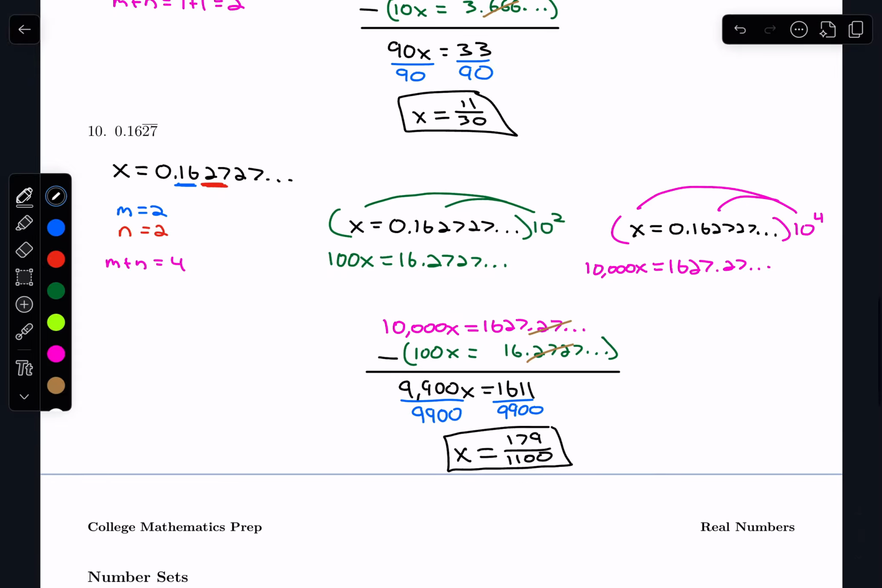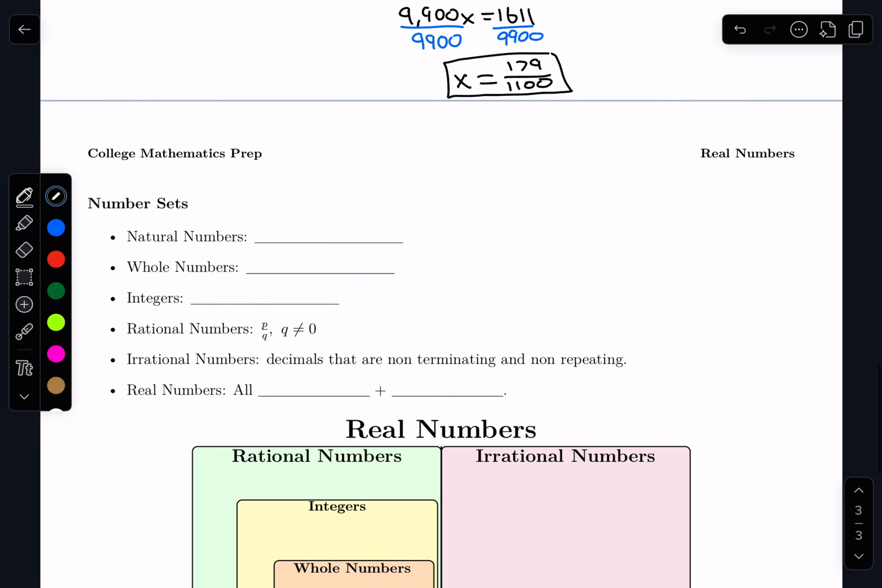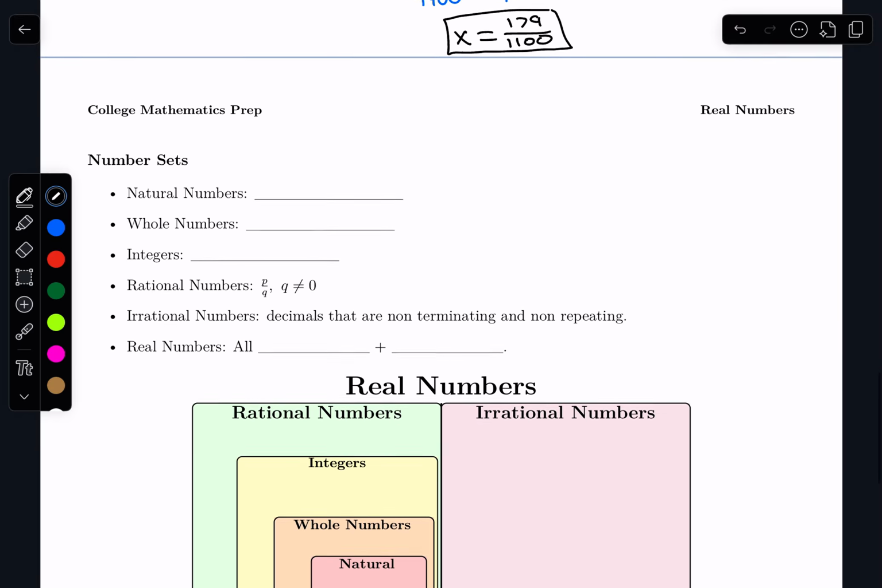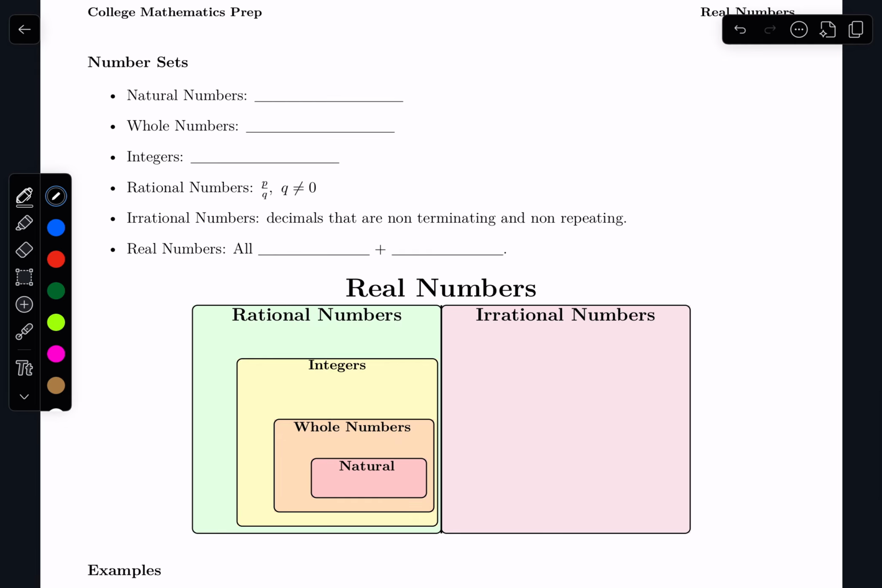Now we're just going to tie up a couple loose ends real quick. So this last part will go real quick and won't be so bad at all. The different number sets we have build on each other.